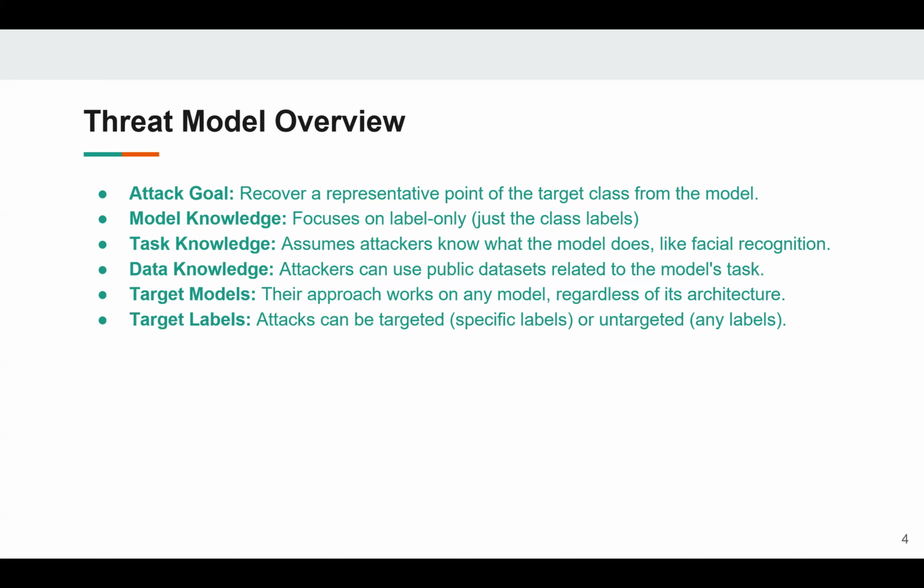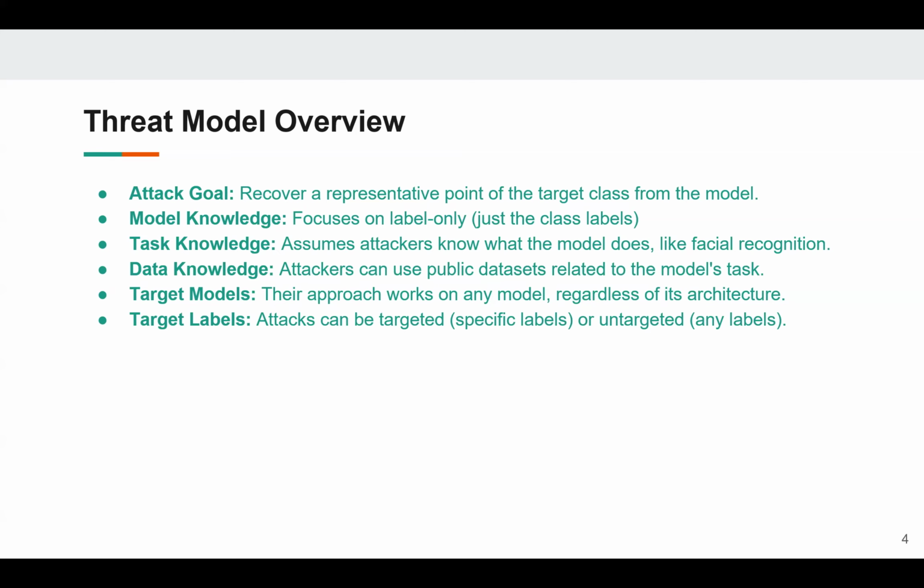Text knowledge simply means that the attacker knows what the model is used for, like identifying people in photos. This is a very reasonable assumption, since most models are open about their purpose. Data knowledge builds on this. If we know about the model's job, it is easily possible to find a publicly available dataset that's similar to what the model has been trained on. For example, if attackers know that the target model is trained to perform facial recognition, they can easily gather a public dataset of images. One important thing to note is that throughout their experiments, they assume that the public data and the private data do not share any classes or identities in common.